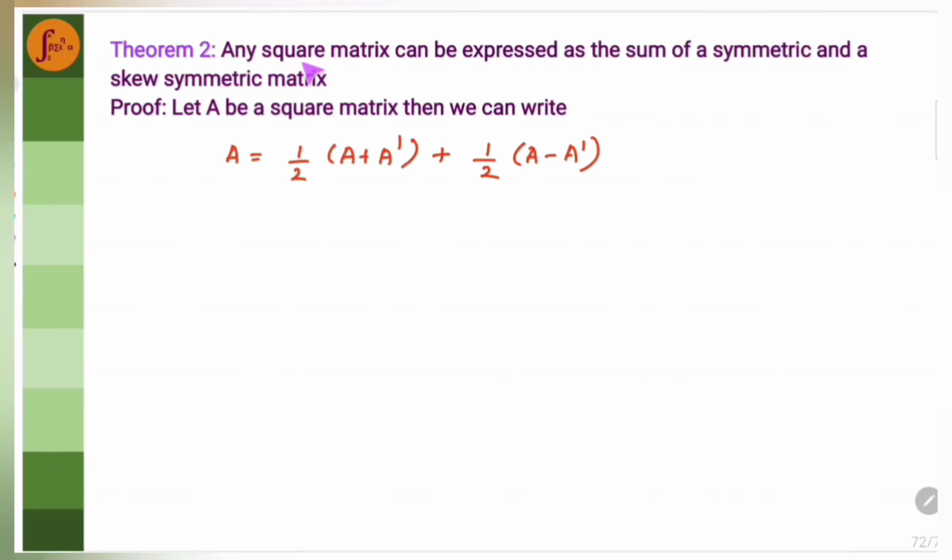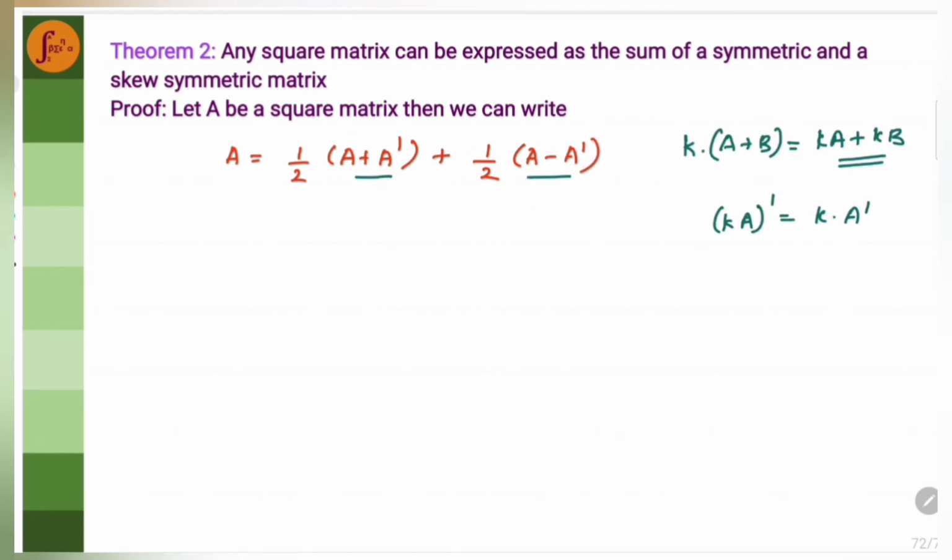Second theorem states that any square matrix A can be expressed as a sum of symmetric matrix and skew symmetric matrix. In the earlier theorem, we saw that symmetric matrix can be written as A plus A transpose and skew symmetric can be written as A minus A transpose. So now we can write a square matrix in such a way that we can represent it using sum of symmetric and skew symmetric matrix. Now only difference here is there is half here, right? There is a constant, there is a scalar here, right?